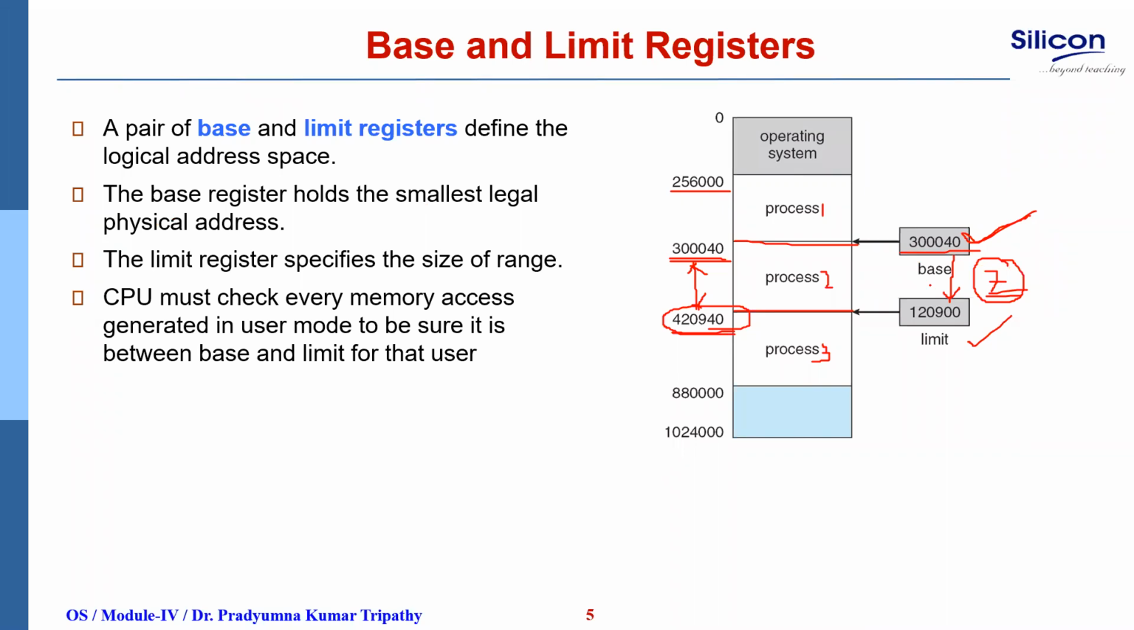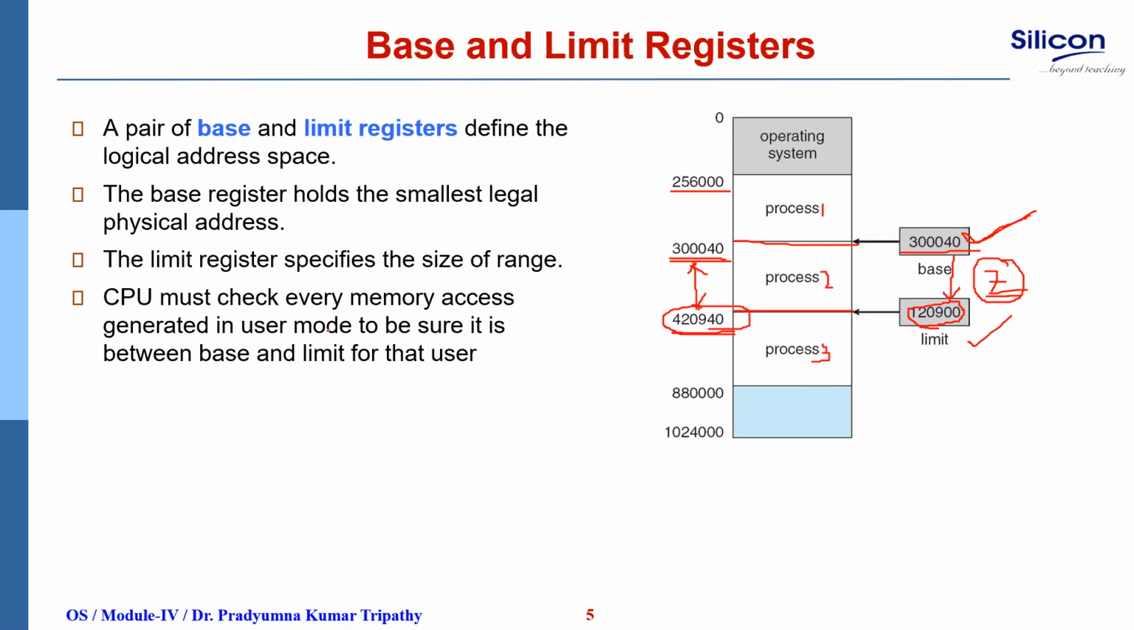300047 is the physical address. So the smallest physical address is being stored in the base register. The limit register specifies the size of the range. What is the range over here? The range is this one. The logical address can be generated maximum up to this. So the limit register specifies the size of the range.